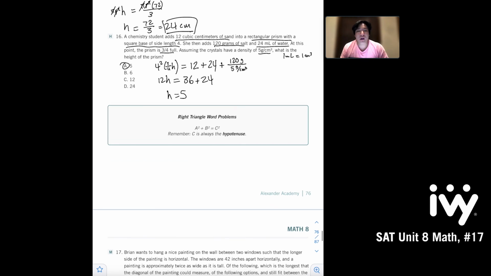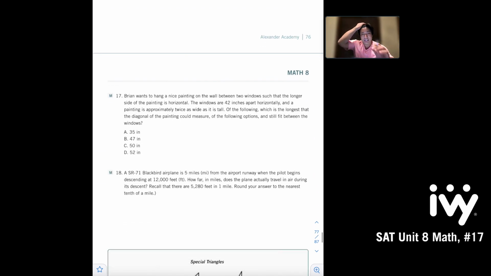Okay, right triangle word problems. Big thing to remember here is that a squared plus b squared equals c squared. This is Pythagorean's theorem. You should note this. And remember, c is always the hypotenuse when you do an equation like this. So let's scroll down. Question 17.